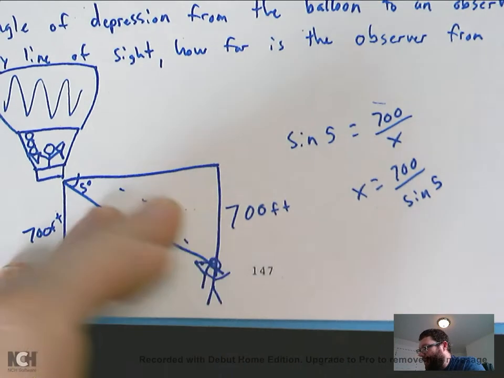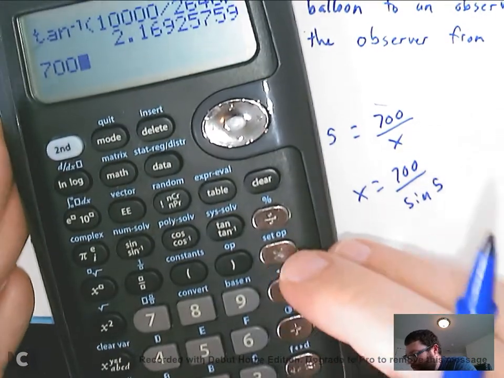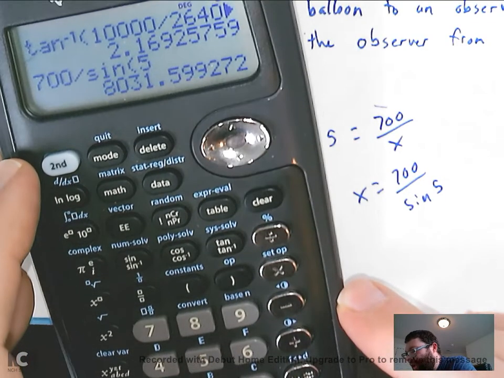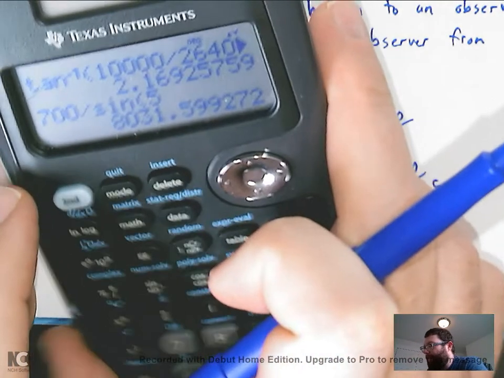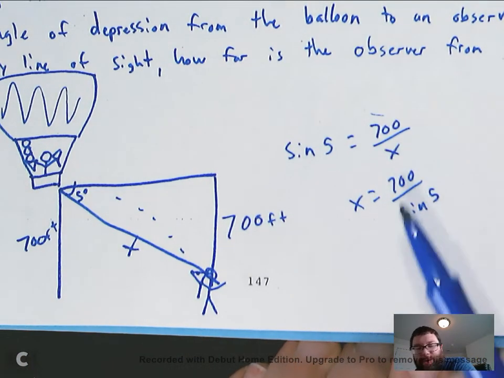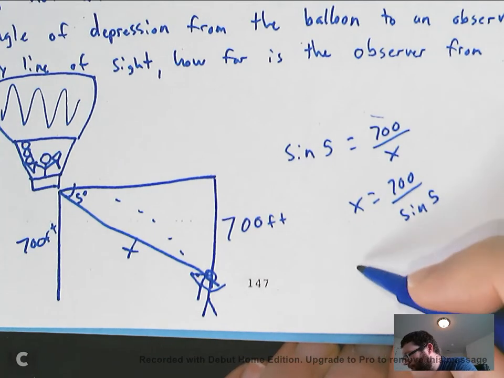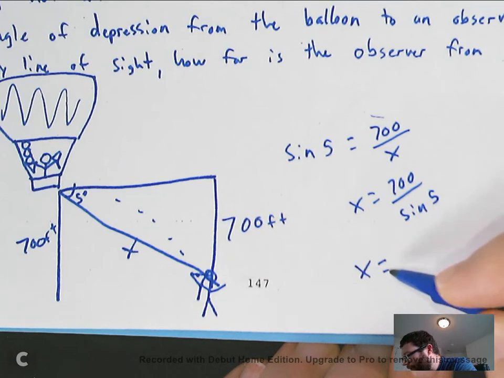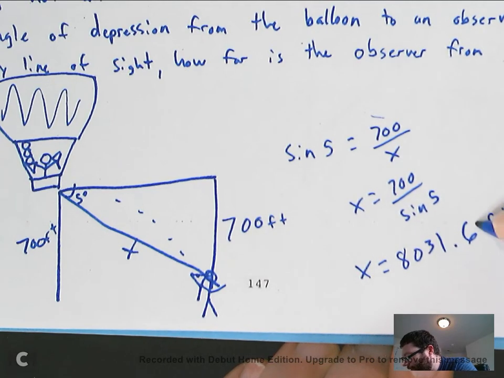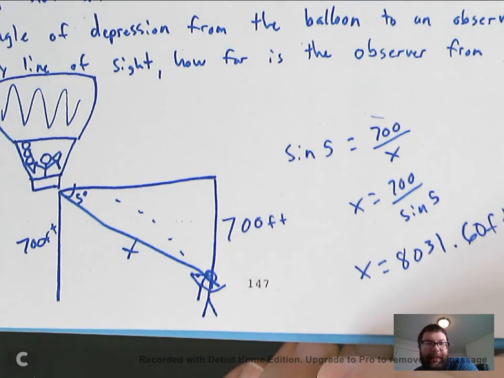Then you just plug that into your calculator: 700 divided by sine 5. You get 8,031.59. I'm not sure what it wanted you to round to on the worksheet, so I'm just going to say x equals 8,031.6 feet. And that would be your answer.